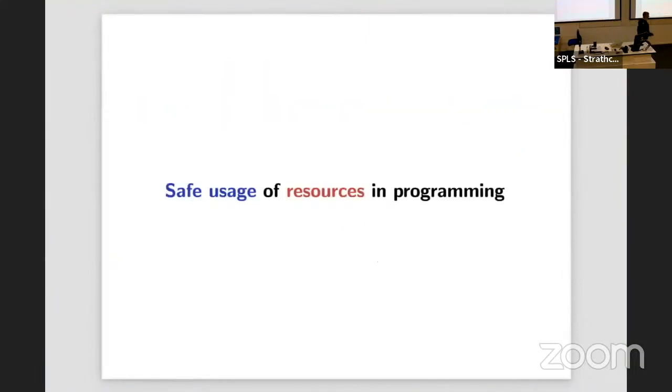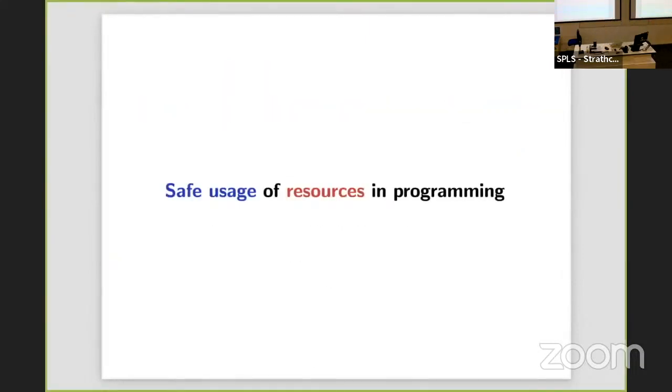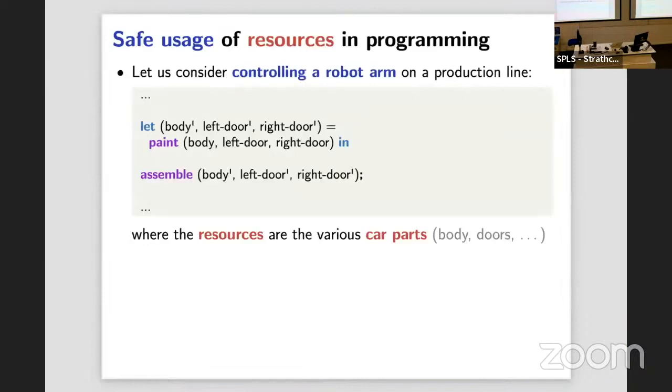So this work is about resources in programming languages, and in particular, how can we use them as safely as possible? And we want to guarantee the safety from a statistical perspective. So we are going to go after nice type systems, nice semantics that we guarantee.